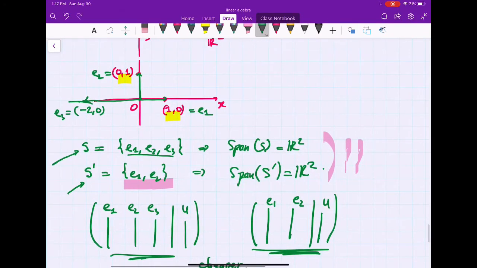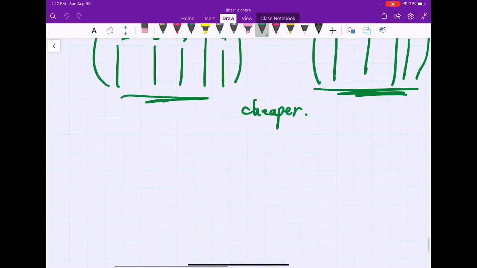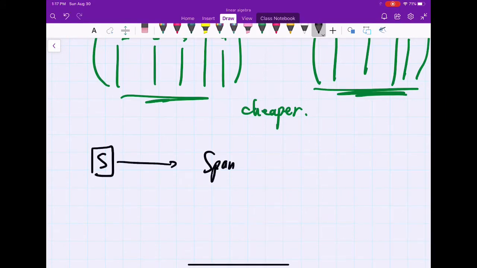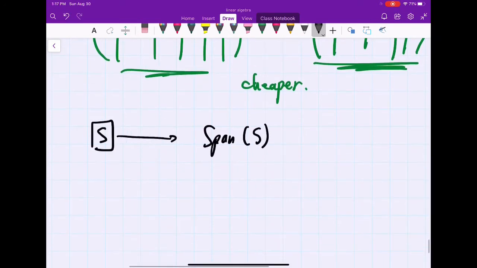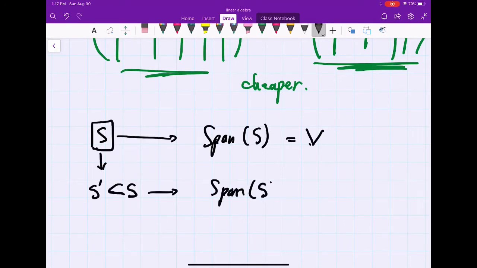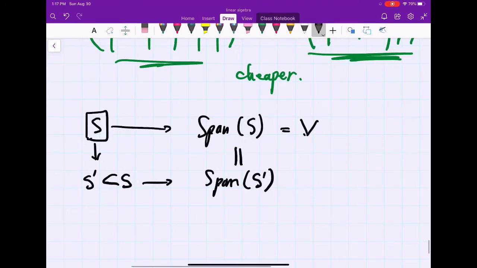So from this example, we have the following natural question. If you have a spanning set, can we get a smaller spanning set, without changing the linear span of that set? Okay, let me summarize this. So you have a set S. For set S, you have a linear span of S. Let's say this is V. The question is, you have a subset S prime of S, and you also have the span of S prime, and these two are equal.